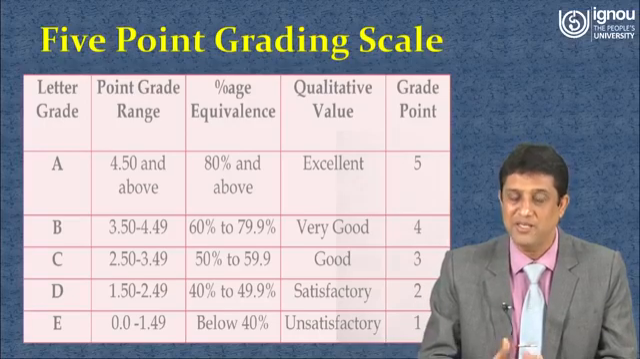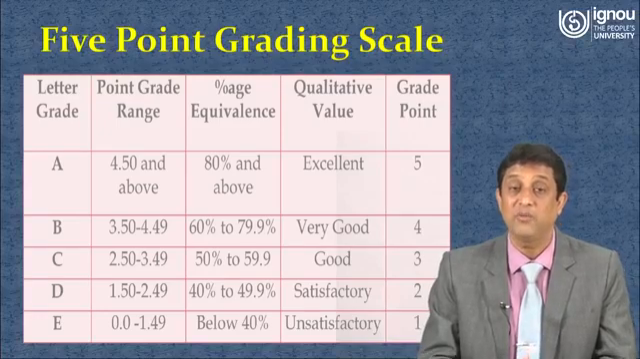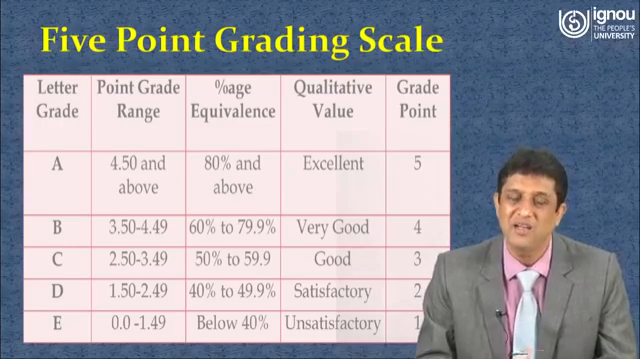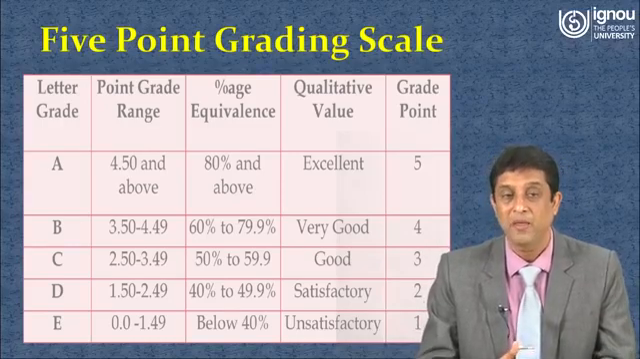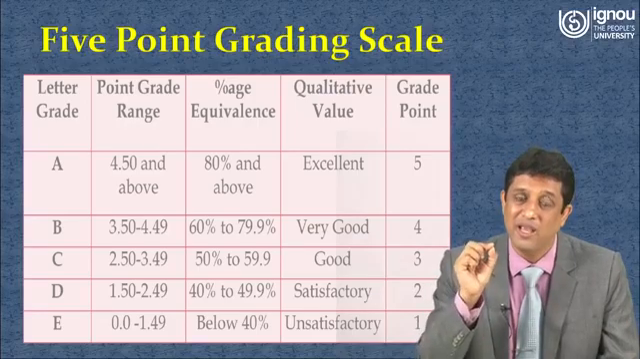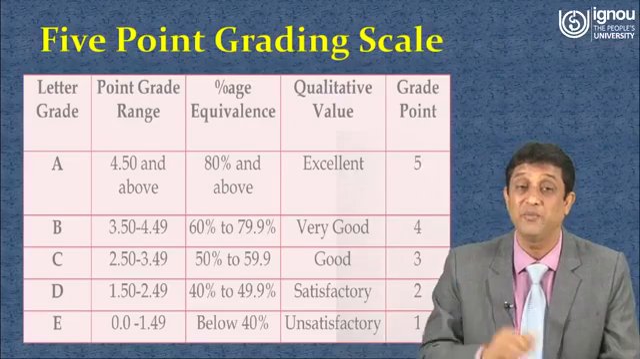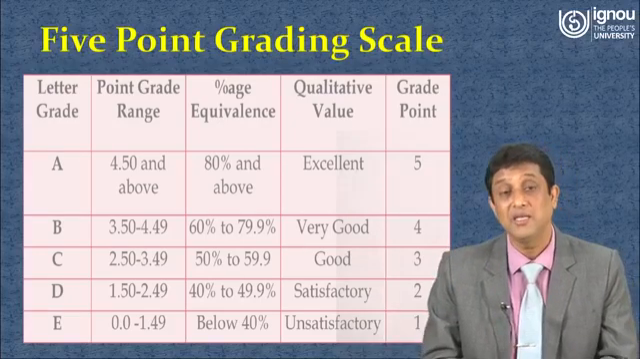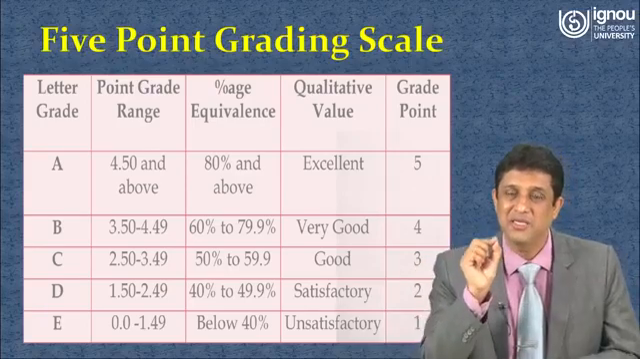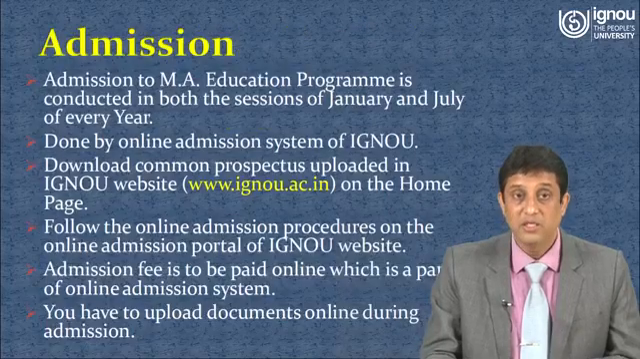Friends, I have said that in any course, in assignment or in term-end examination, you have to earn at least a D grade, that means at least 40%. But for successful completion of a course, you require overall a C grade in the course. That is at least 50%, not less than 50%. And in the dissertation, you have to earn at least a C grade, and overall in this program, at least a C grade, minimum 50%. So this is the evaluation system of this program.